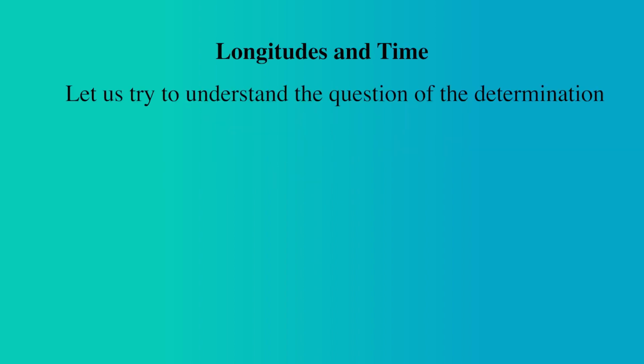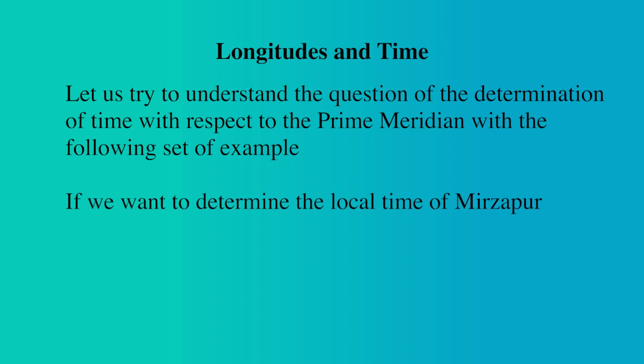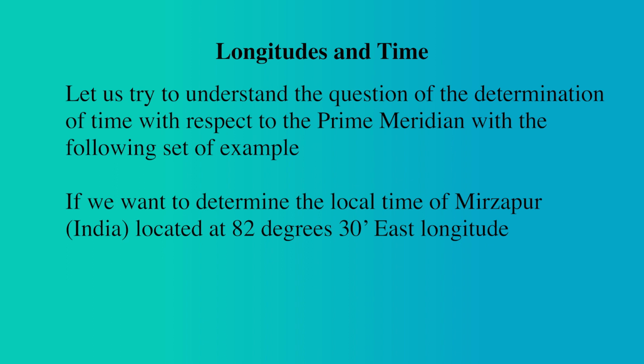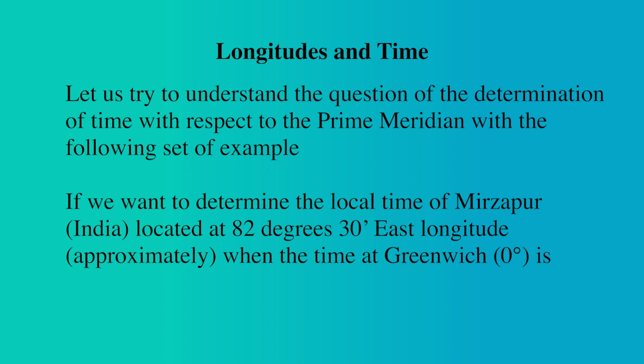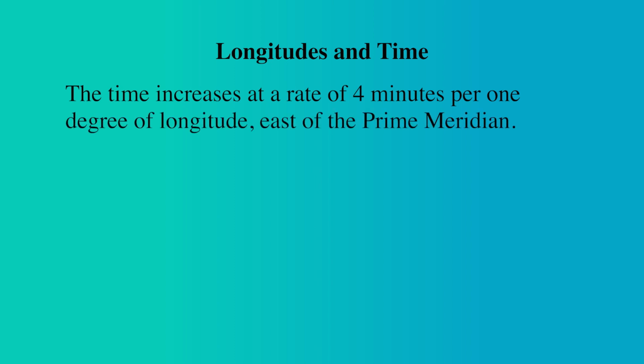Let us try to understand the determination of time with respect to the prime meridian with the following set of examples. If we determine the local time of Mirzapur, located at approximately 82 degrees 30 minutes east longitude, when the time at Greenwich is 12 noon, the time increases at a rate of 4 minutes per degree of longitude east of the prime meridian.